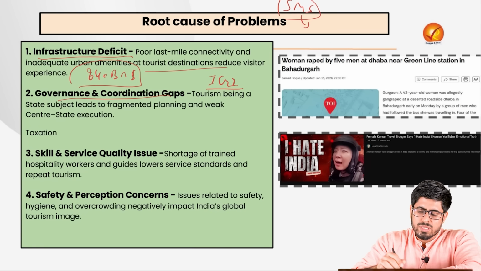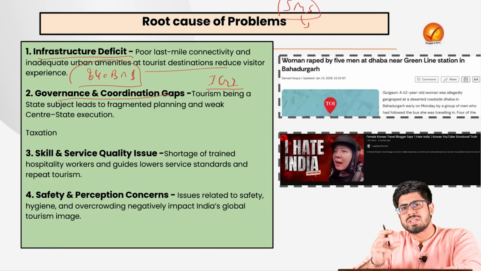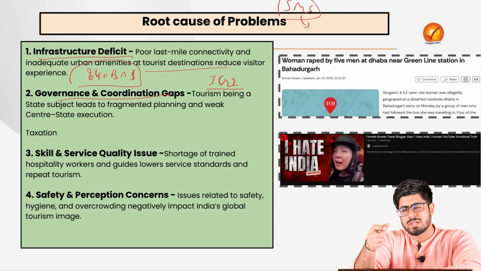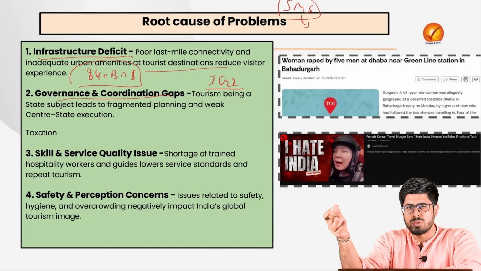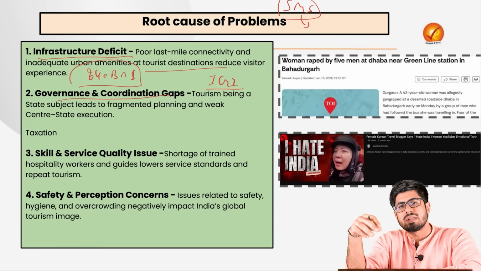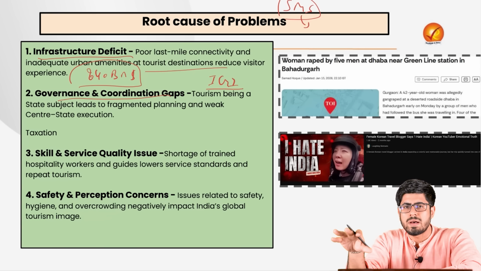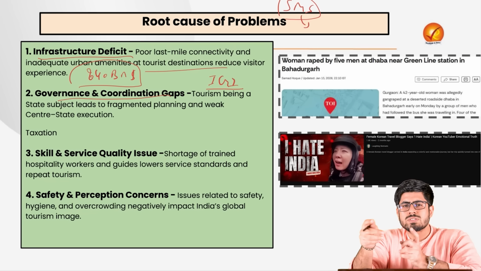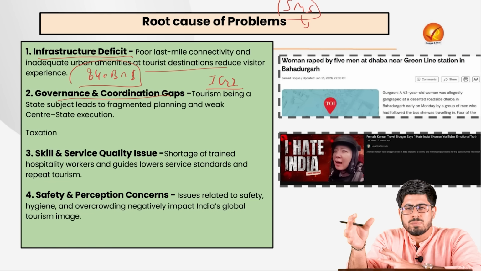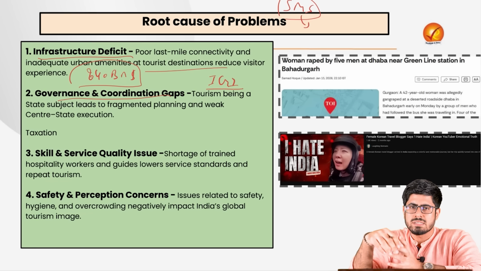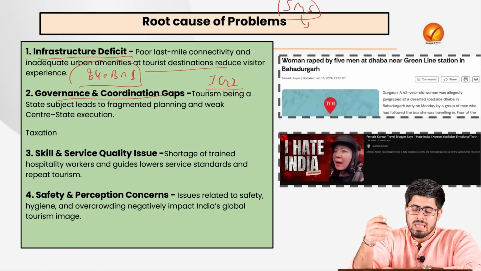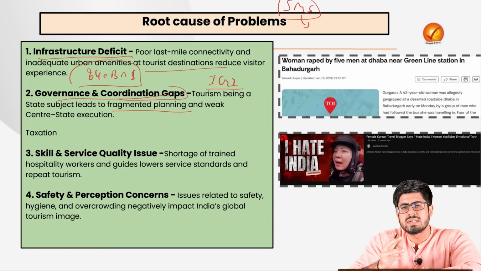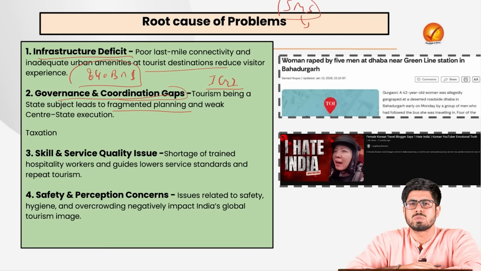There are governance and coordination gaps. As a subject, tourism is not even mentioned in the 7th Schedule, so we do not have it classified in the state, concurrent or union list. Because it is not mentioned, it naturally becomes part of the residuary list under the power of the Centre. But pilgrimage is mentioned under the state list. It leads to a lot of coordination gap. A national policy is created, certain states implement it, certain states don't, and that leads to fragmented planning and weaker Centre-state execution of tourism policies.